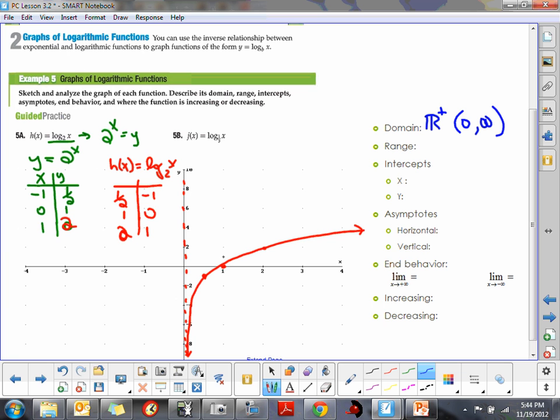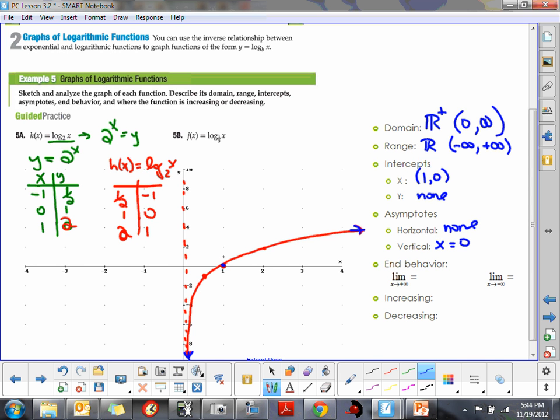The range. What are the outputs? Well, the outputs go towards negative infinity, and eventually they go towards positive infinity. So we have all real numbers, or again, from negative infinity to positive infinity in interval notation. What are the intercepts? The x-intercept on this graph crosses at the ordered pair 1, comma 0. The y-intercept, it never can touch the y-axis, so it is none. And now the asymptotes. The horizontal, there is none. The vertical asymptote is when x equals 0.